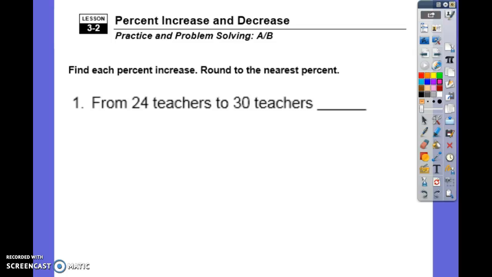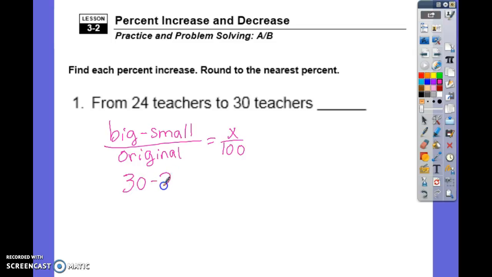When we do percent of increase and decrease, we are going to use big minus small over original equals x over 100. So my big number is 30, so I'm going to have 30 minus my small number, which is 24. My original number is always the first number. That will be my denominator, 24. I will set it equal to x over 100.